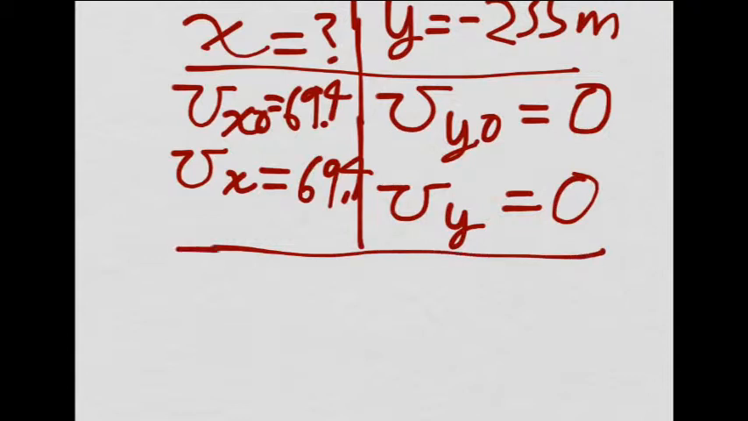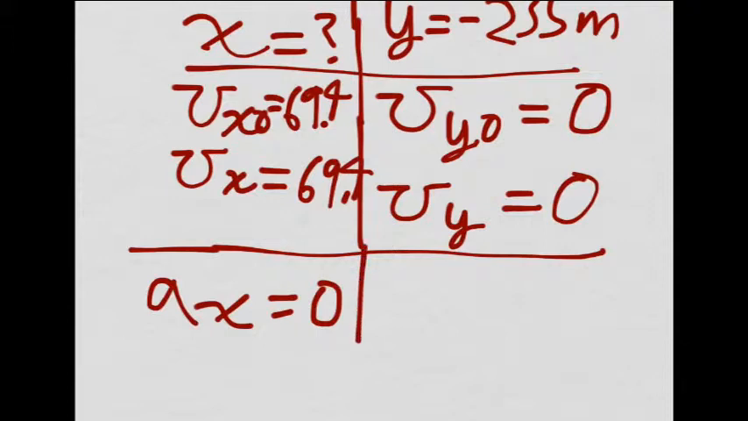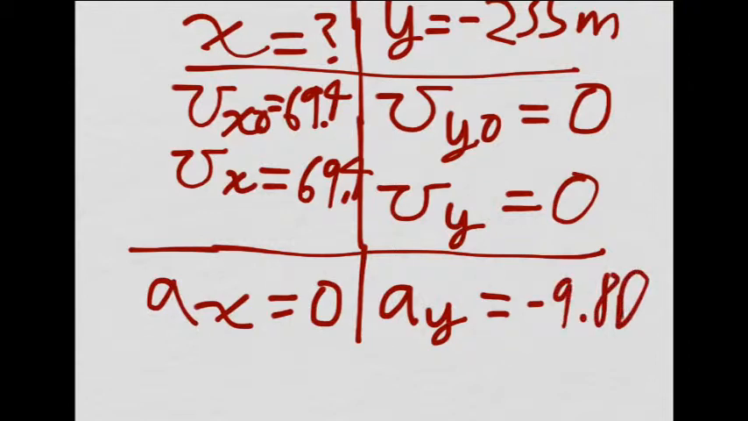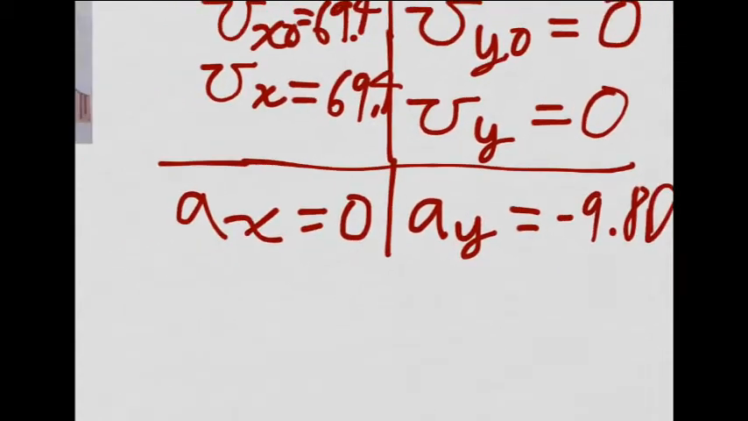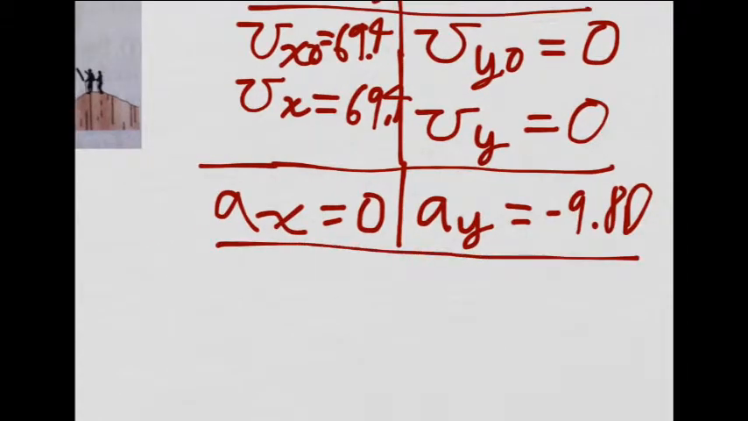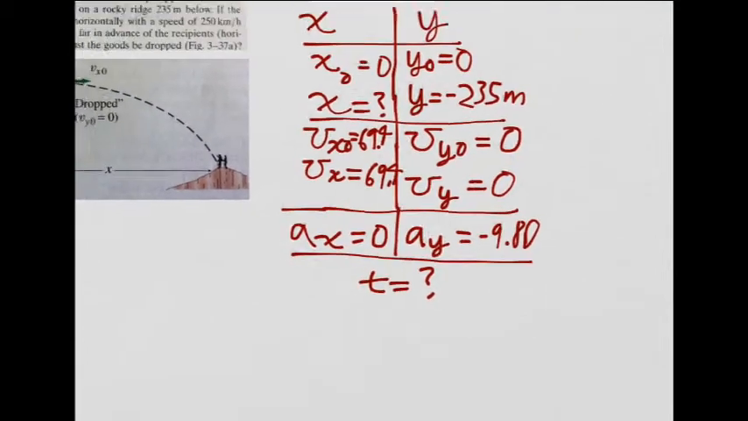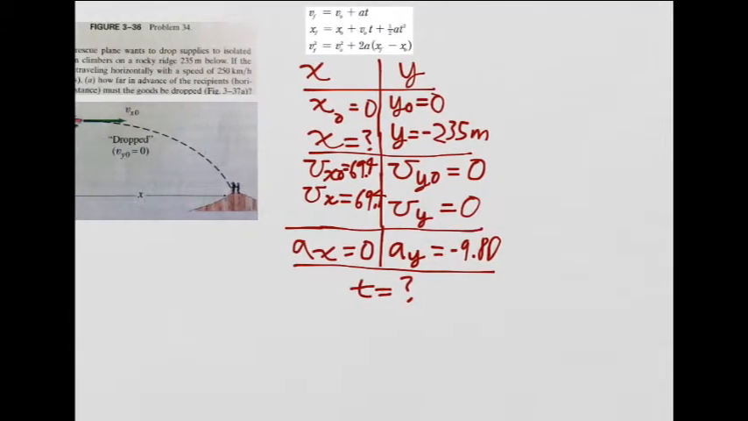Next is the acceleration. Acceleration in the x direction is 0, because it was constant velocity. And acceleration in the y direction is always -9.80 meters per second squared because of gravity. And the last one we need is time. Now that we drew out all our information, that's what it looks like.